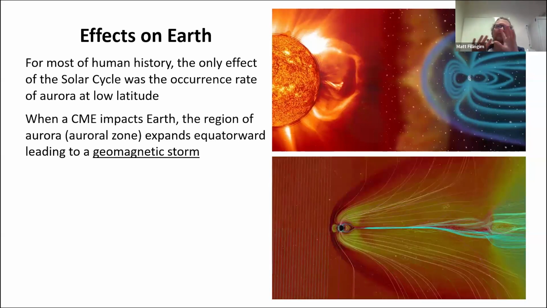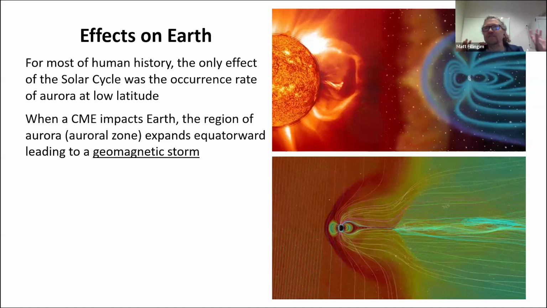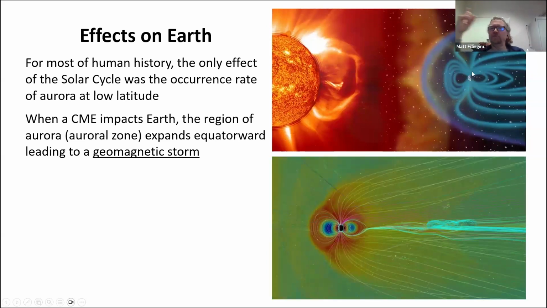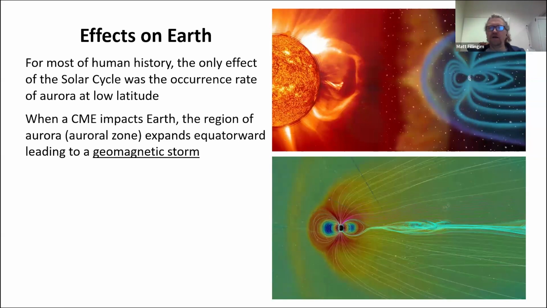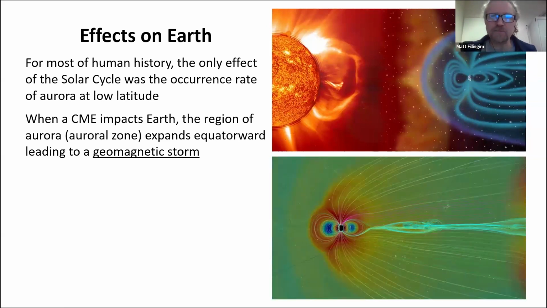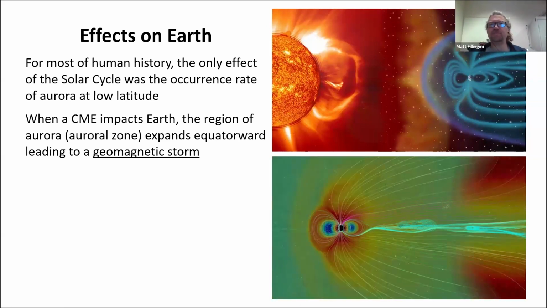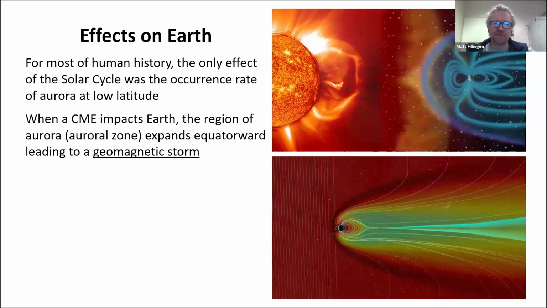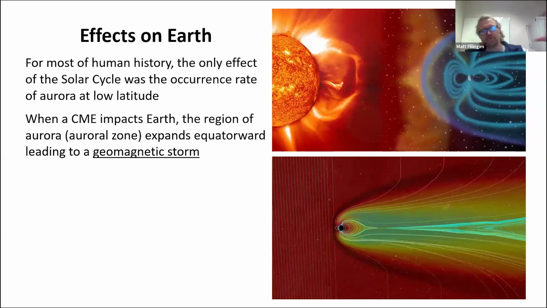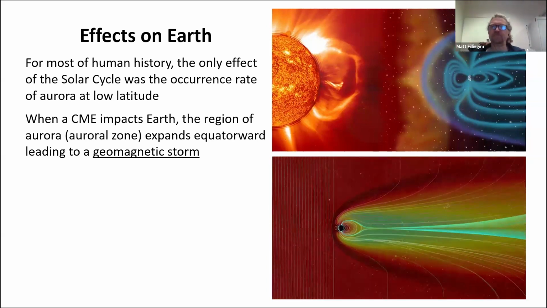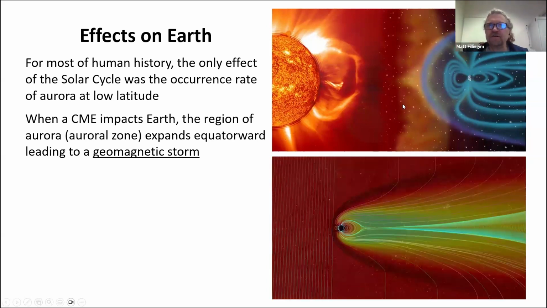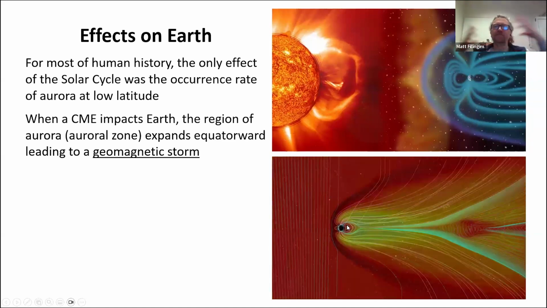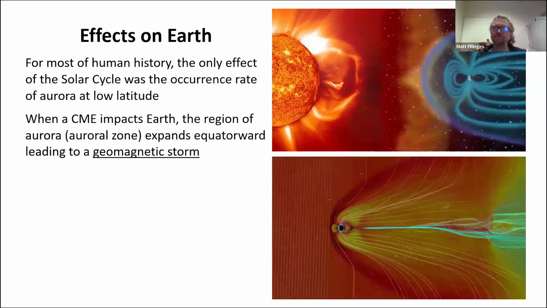So the top picture shows the general, undisturbed case. Here's Earth's magnetic field, and there are basically rings around the North and South Pole where the aurora can be seen most commonly. This bottom little animation is a computer simulation of what happens when a coronal mass ejection hits the Earth. Earth's here at the center, and all these white lines are magnetic field lines. You can see Earth's magnetic field.